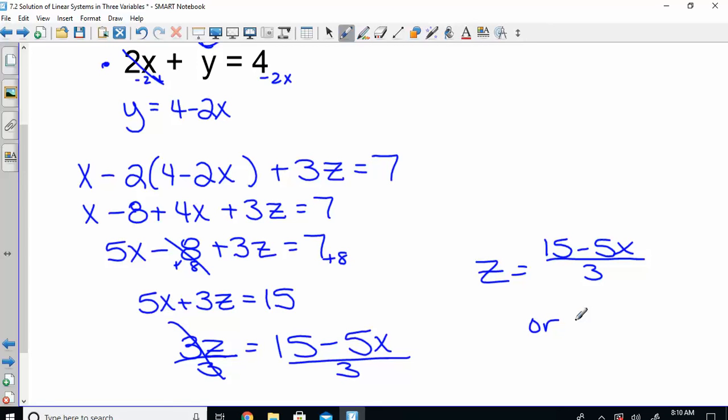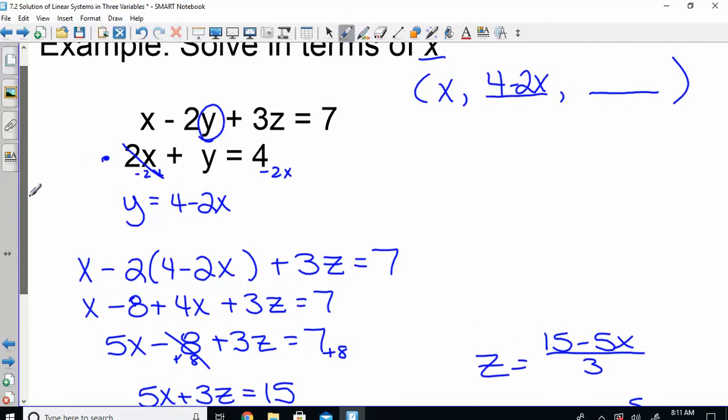If you preferred, you could write it 15 divided by 3 is 5 minus 5/3 x. Both answers are equivalent. So we would put that in our ordered triplet. So if I give you more variables than equations, you're not going to get number answers, but you can put all of them in terms of one variable. So that was like problem number 4, I think, on your homework. Any questions there?